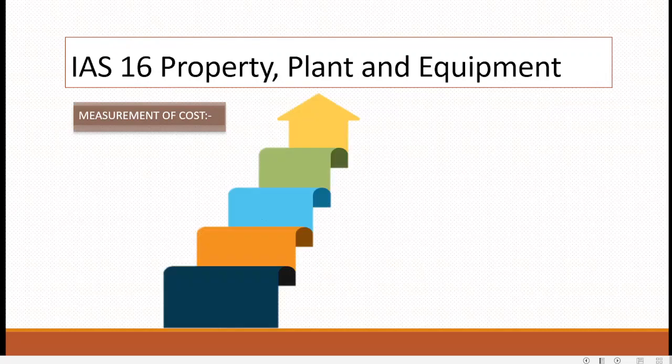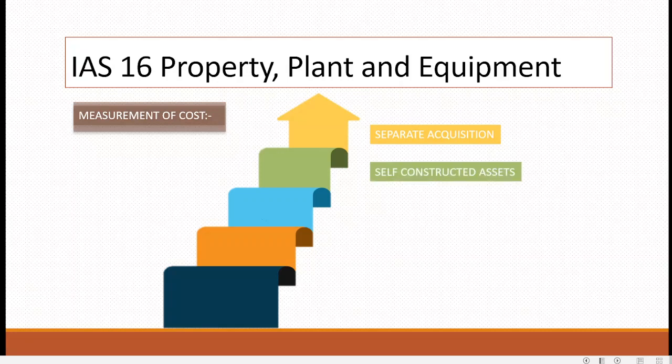Cost is measured in these steps. There could be separate scenarios of property, plant, and equipment purchase: separate acquisitions, or self-constructed assets. Separate acquisition means we just buy standalone equipment.